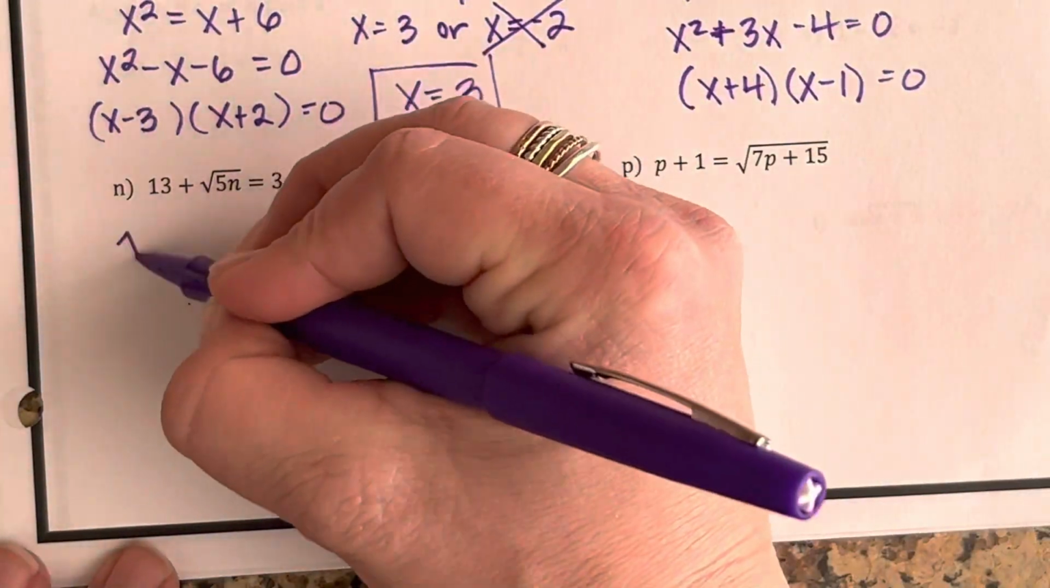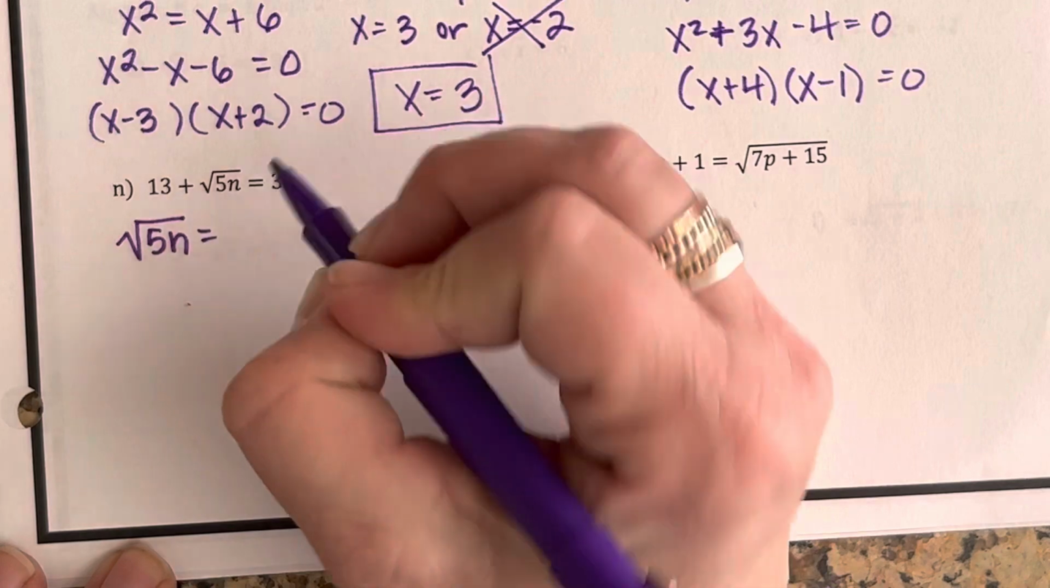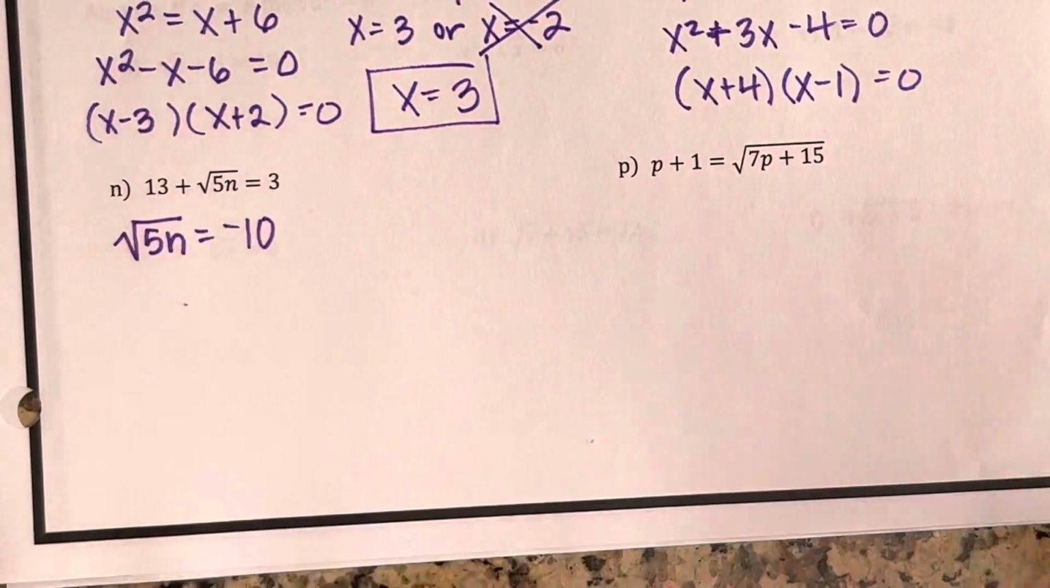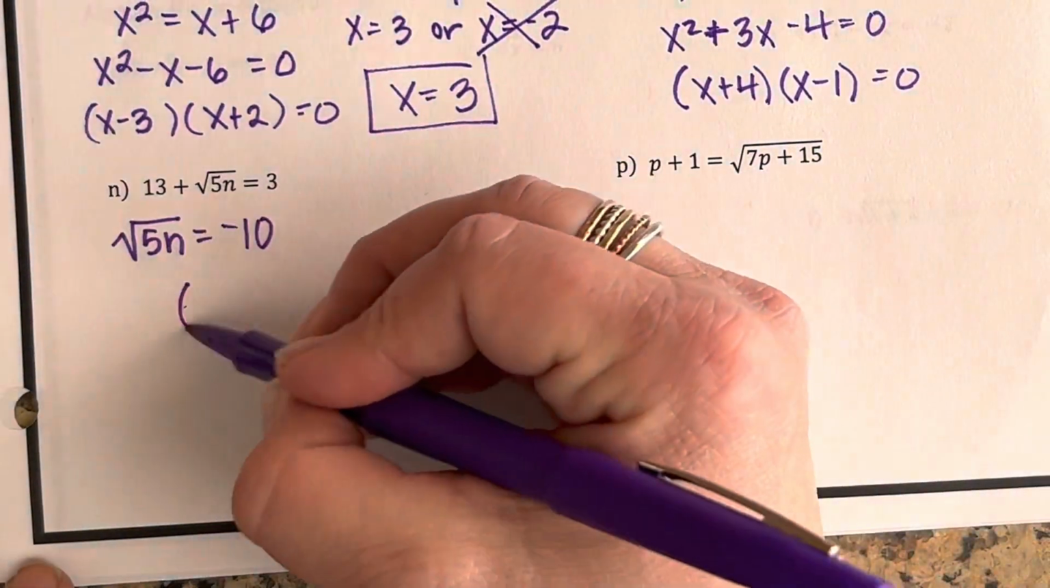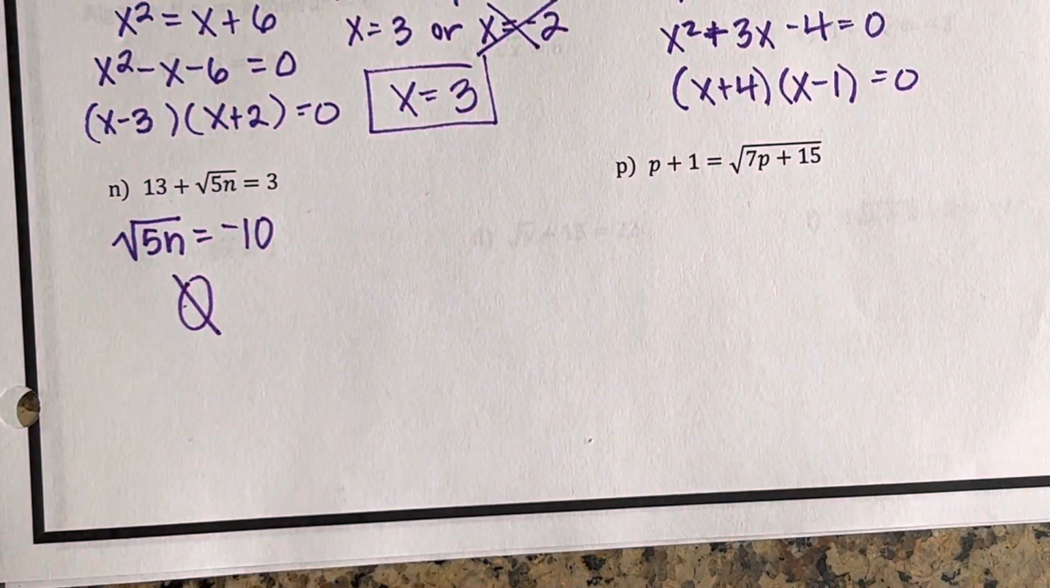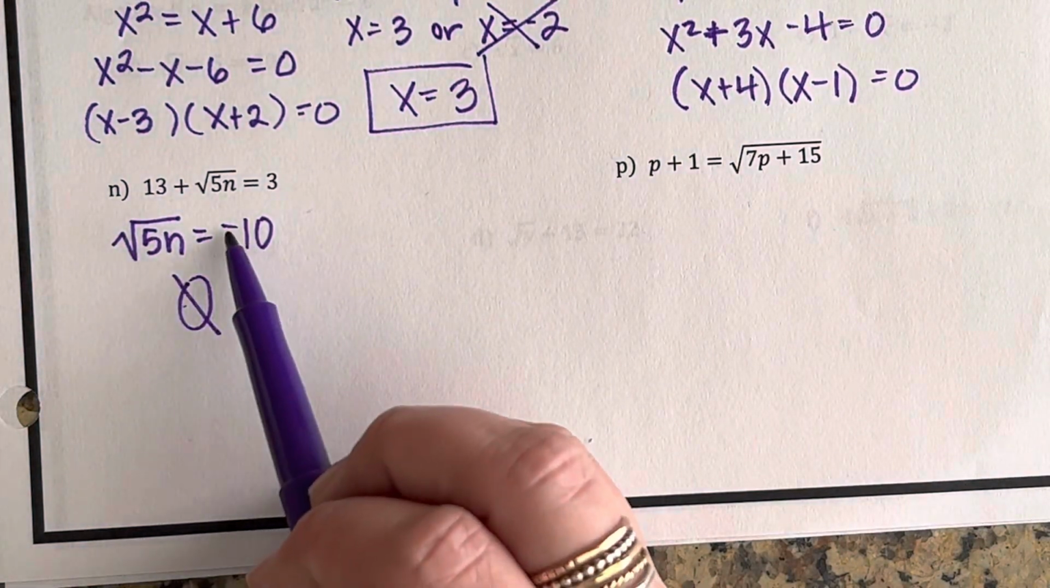Okay, let's look at the next one. To isolate it, I get the square root of 5n equals negative 10. Automatically, this is a no solution. We're not going to have a positive root equal negative 10.